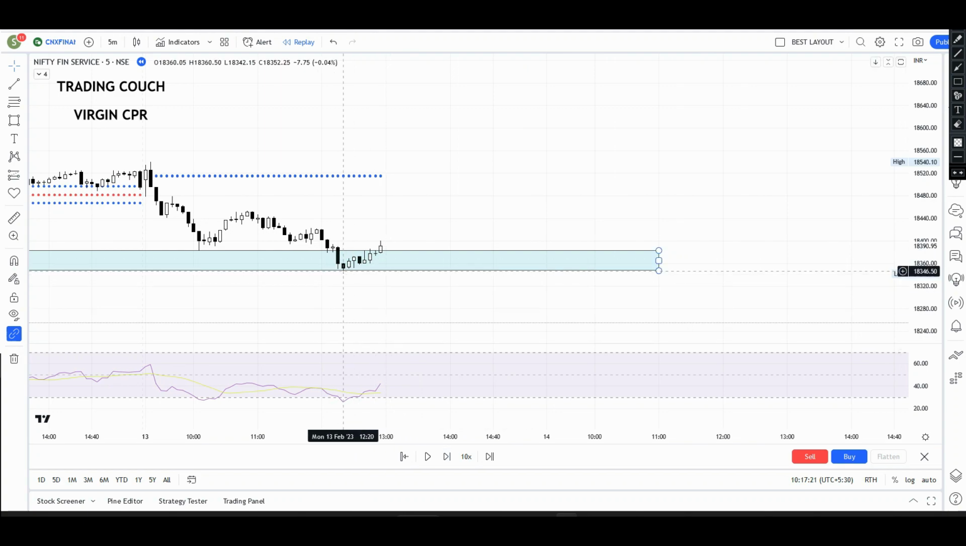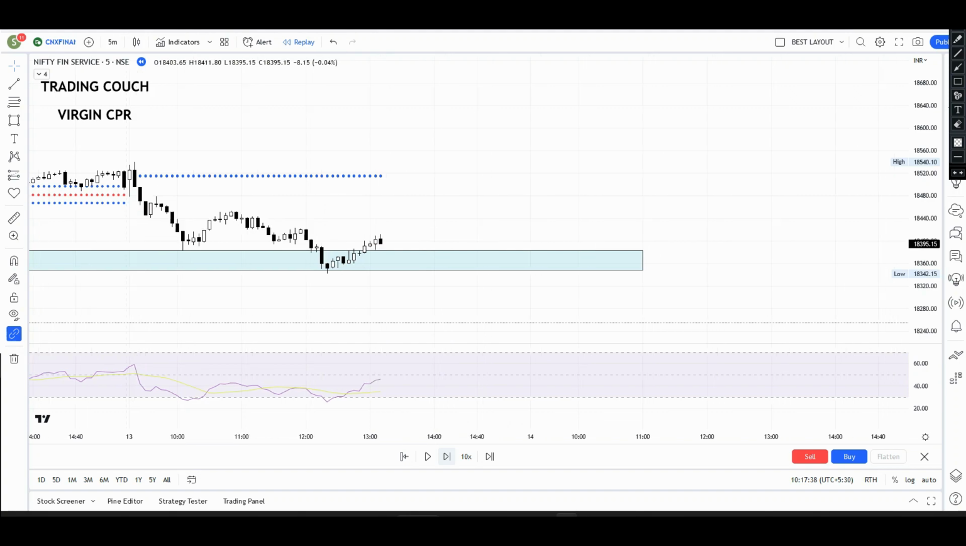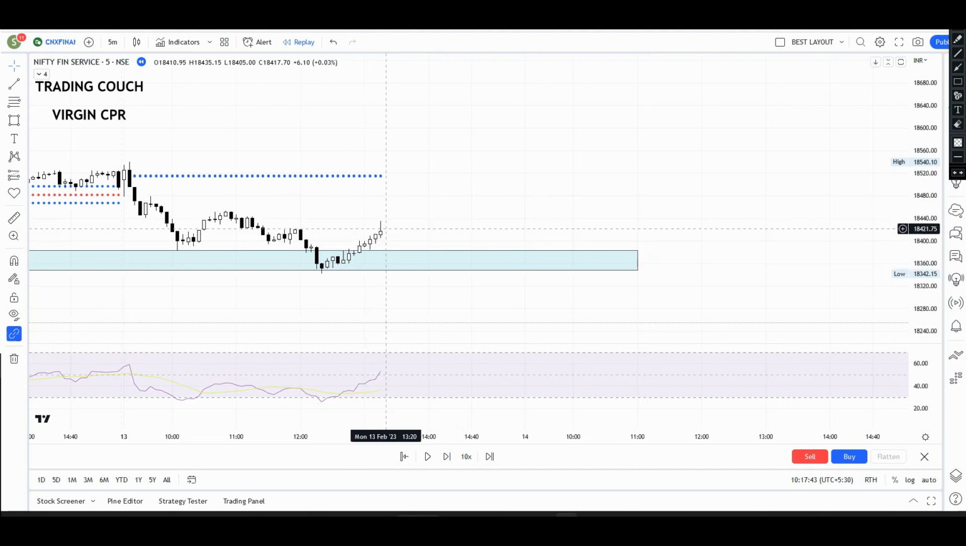Here we can see that the price is taking support from this virgin CPR. It failed to close below the virgin CPR, and it is trying to move upwards. So let's see if we get a proper confirmation, then we are going to take the trade. You can see that the stock is moving upwards continuously, but there is a lack of momentum. So let's wait for a proper confirmation. Till then there is no trade.